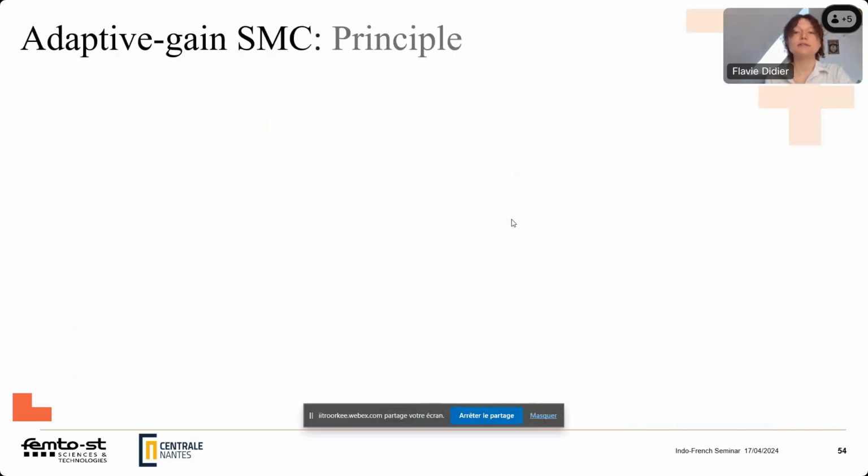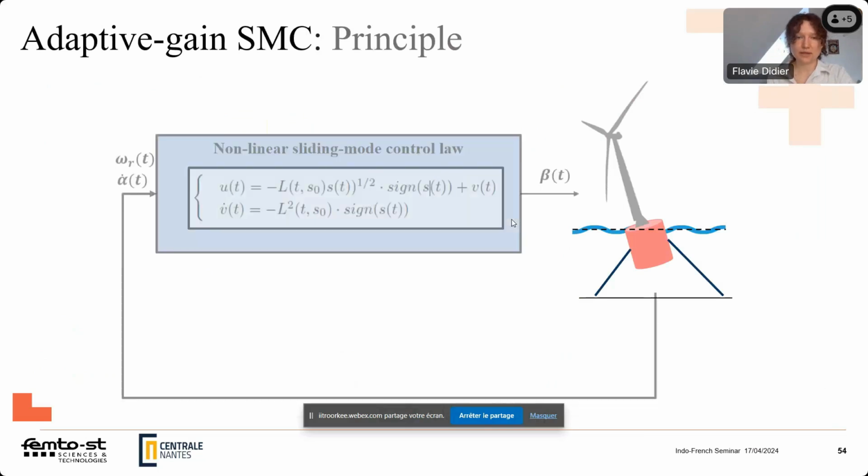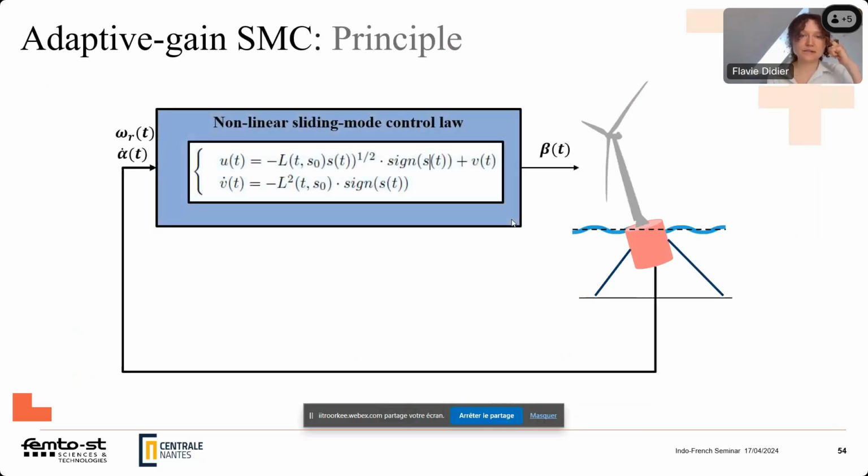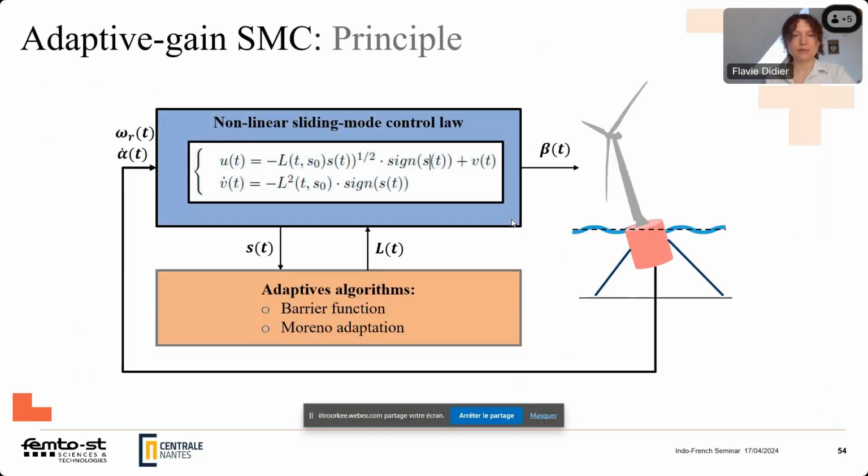Here is the basic principle. So we have our system. Here is the nonlinear sliding mode controller, and we have the sliding variable and the adaptive gain L. Two adaptive algorithms are being studied: the barrier function and the Moreno adaptation.